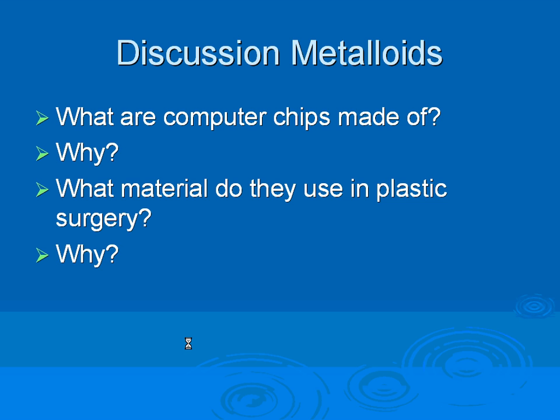All right, so now we've got our metalloids. This is that kind of strange group. It's on the stair-step line, but it's really unique and cool. We've got computer chips made of metalloids. Why? Because metalloids, we're going to see, are semiconductive. They'll let some heat and electricity through, but not as much as the metals. What material do they use in plastic surgery? They use a lot of silicone when they're reshaping. Somebody gets their nose broken, they have to implant stuff in there. Well, they're going to use a silicone-based synthetic flesh.